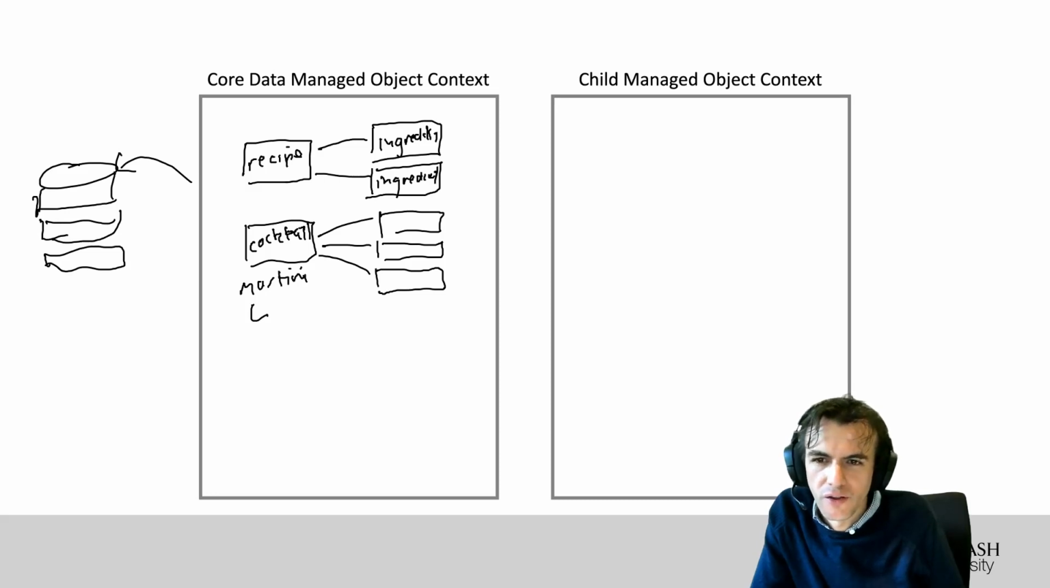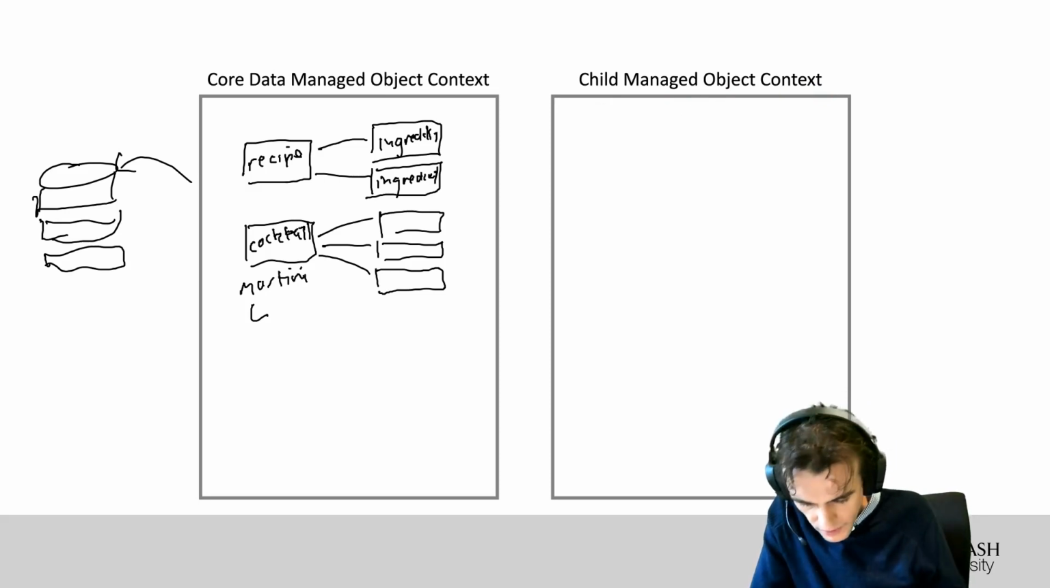So rather than create a cocktail with some unfinished information in it and end up with that persisted in our database, a better thing to do is do this work in a child managed object context, because then we can easily persist it or we can throw it away.